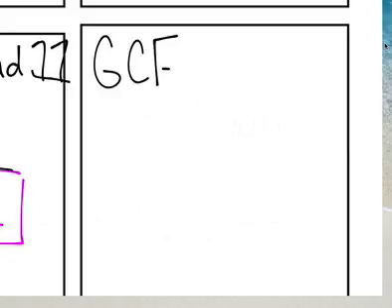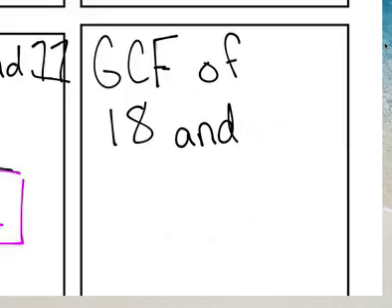Let's say you were asked to find the greatest common factor of 18 and 30. I would like you to pause the video at this point, try this problem on your own first in GoodNotes, and then come back to the video to see if you did it correctly. Remember, there's nothing wrong if you made a mistake. Mistakes are how we learn. I just want you to give it a try first before we go over it together.